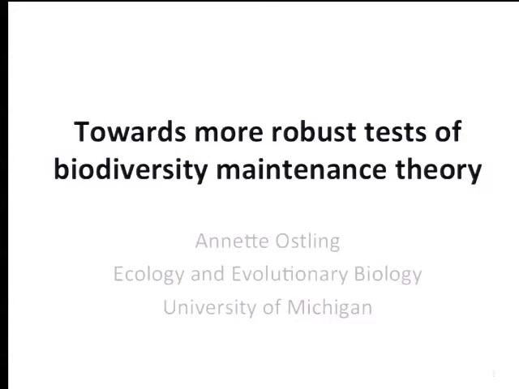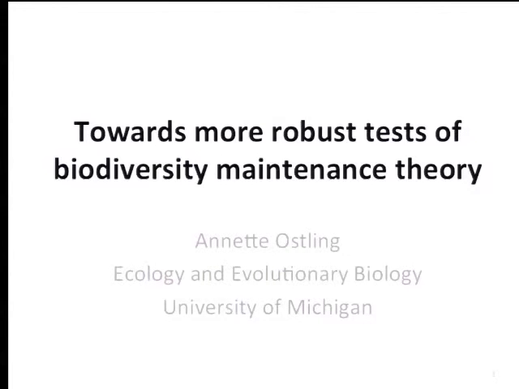7 years now, I believe. She originally got her PhD at Berkeley, in John Hart's lab. And then she went for a postdoc at Princeton, worked with Simon Levin. She's been a long, I was going to say advocate of, I'll say a studier of neutral theory in biodiversity maintenance. Today she's going to talk to us about the more robust tests of biodiversity maintenance theory.